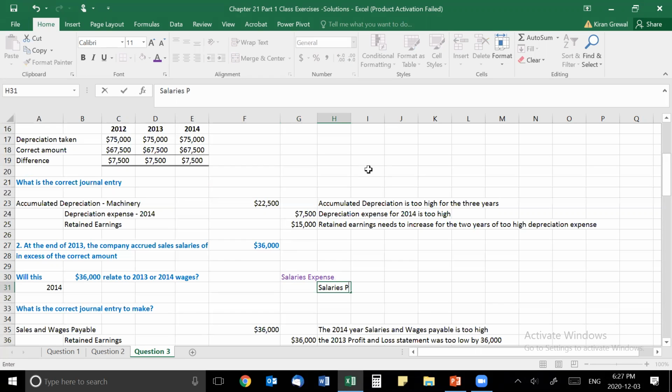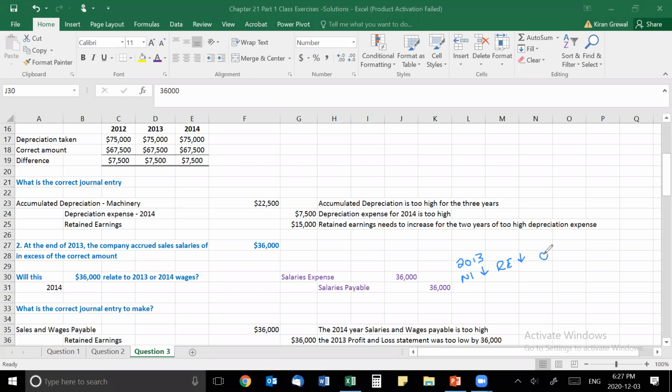So that would be your accrual that you would have done. They did it for $36,000 more than they should have. So they debited $36,000 more expense than they should have, and $36,000 more payable than they should have in 2013. So now when you get into 2014, if there was too much expense in 2013, that means in 2013 your net income was too low. That means your retained earnings is also too low.